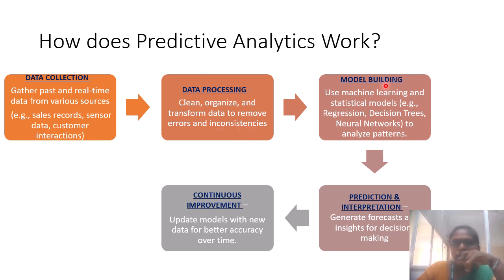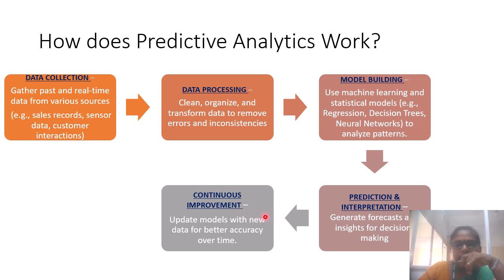The next stage is model building, where we'll be applying appropriate machine learning models and statistical models. Examples, as we have known, are regression, decision tree, neural network. Any appropriate machine learning algorithm can be applied to identify or analyze patterns. In the prediction and interpretation stage, you will generate the forecast and try to find insights for decision making.